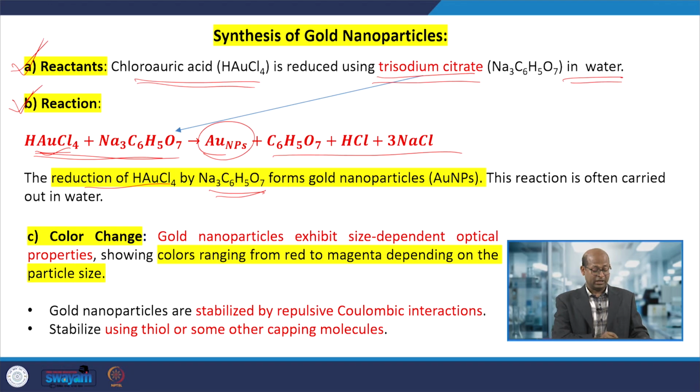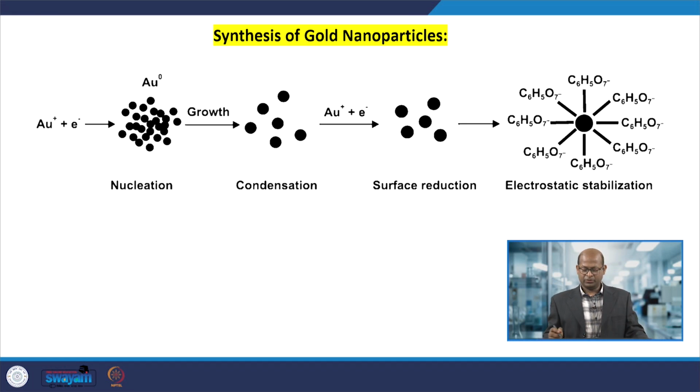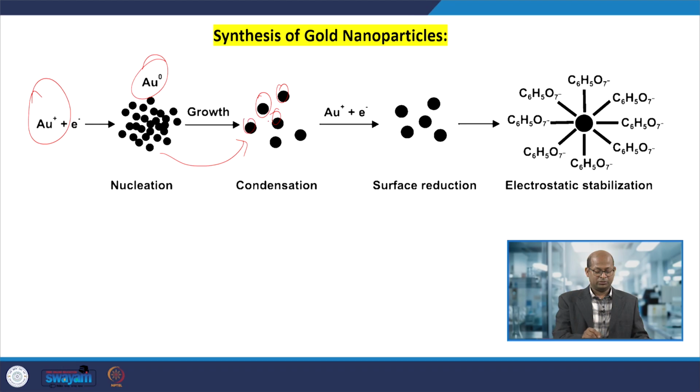When nanoparticle formation occurs, there is a color change. Initially the gold nanoparticles may be red in color and then change to magenta depending on the particle size. When gold nanoparticles form, starting from the metal zero state, they agglomerate or condense, so smaller to larger particles form, and then there is electrostatic stabilization.